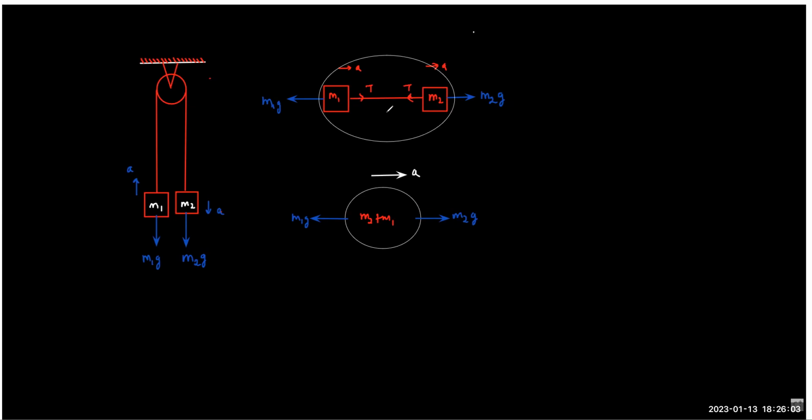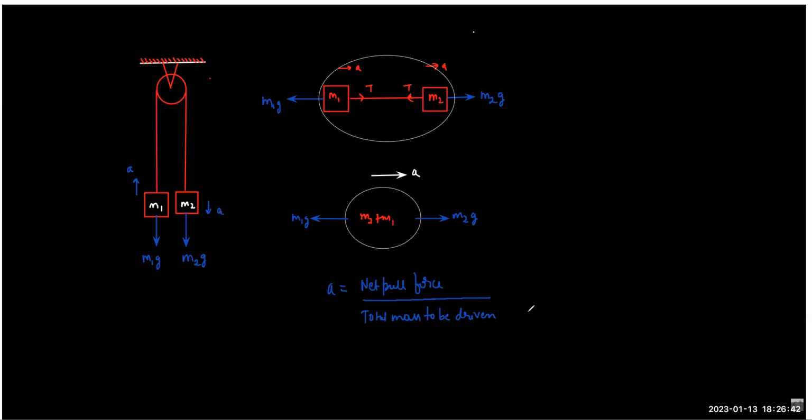Because it's internal in nature, we can ignore it as of now, and then we only consider M2G and M1G. And acceleration we can write easily. What is acceleration? It is the net pull force upon the total mass to be driven. Do you all realize what I'm saying?